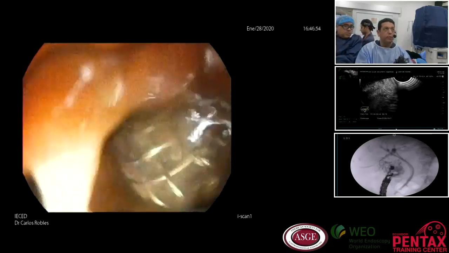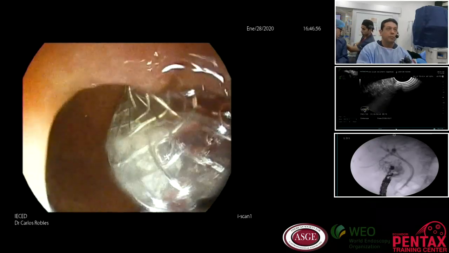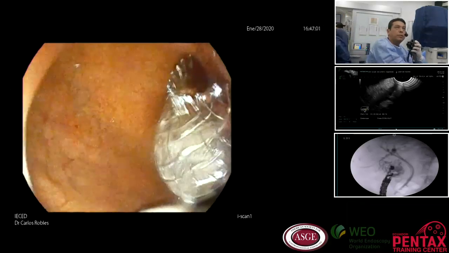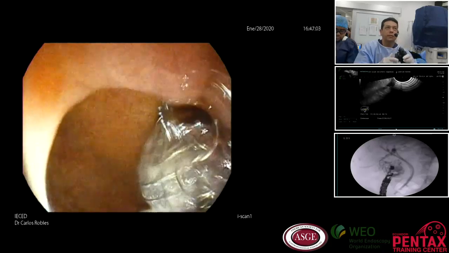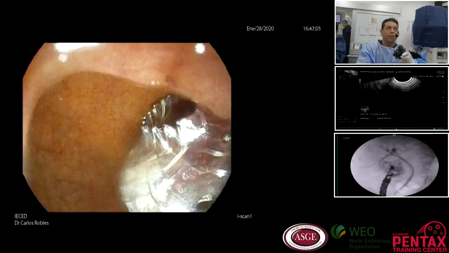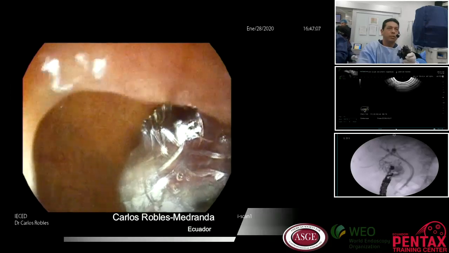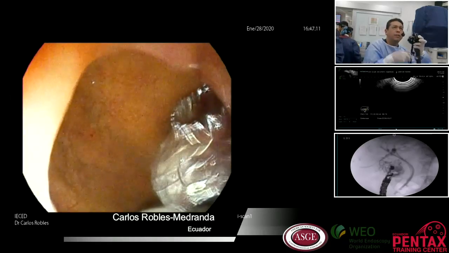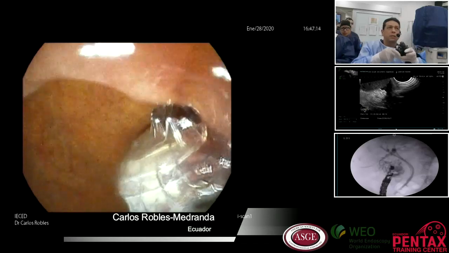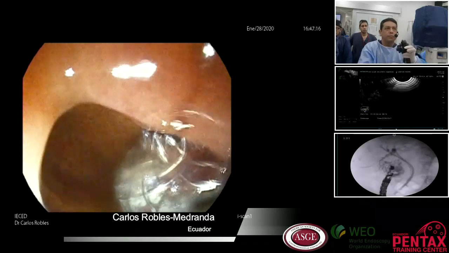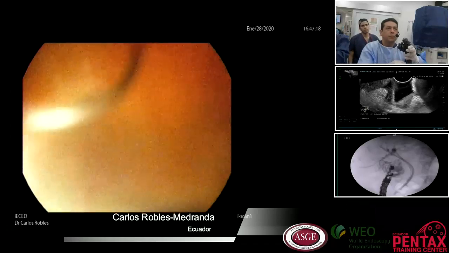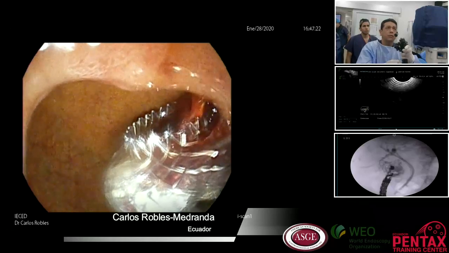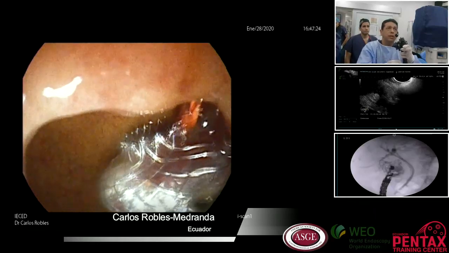This is why it's very important to have a better working channel in the US scope. So this was just possible because of Pentax, huh? Really, thank you. For therapeutic, it's a very important advance. Look, the bus is coming. So you see the guy wire there?